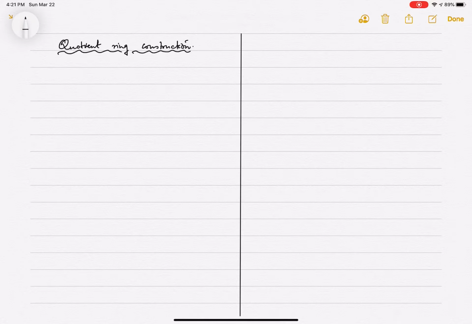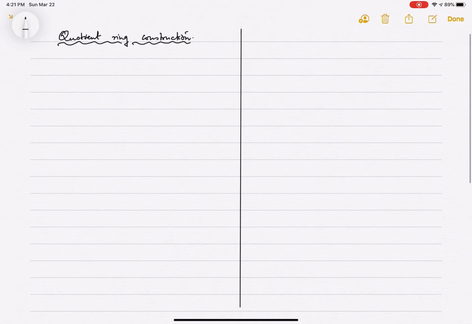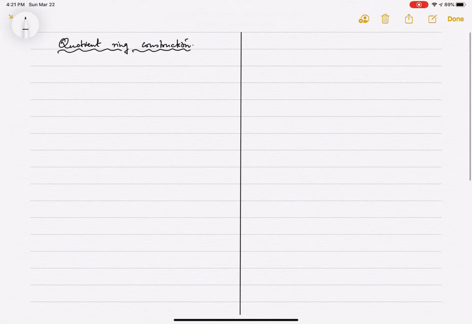Okay, so let's talk about the quotient ring construction. We already saw the quotient group construction in group theory, and this is analogous.